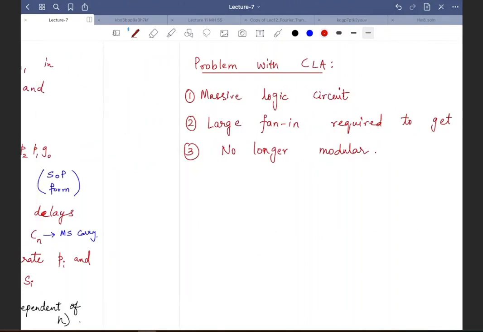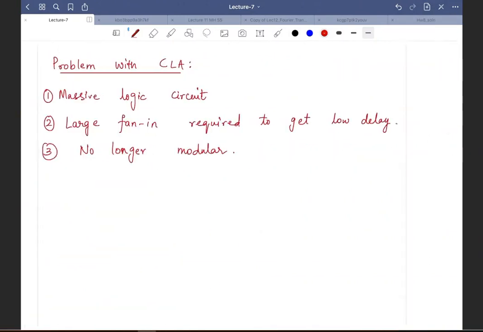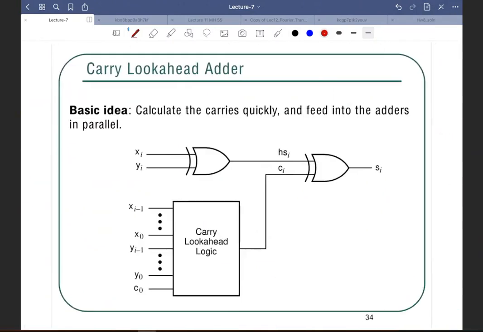All right, so that's essentially how you make a fast adder. All right, let's move on here. So that's the basic idea: calculate the carries quickly and then feed them into the adders in parallel. That's what we are doing here.